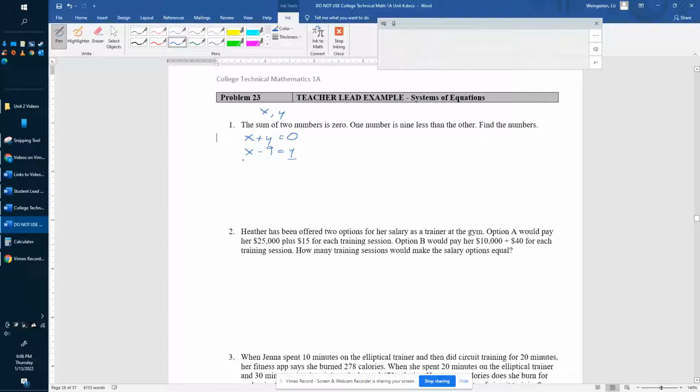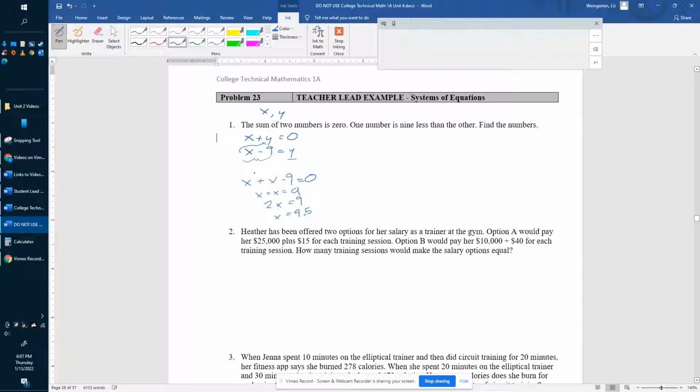So I'm going to plug this in for y in this equation. So we have x plus x minus 9 equals 0. X plus x equals 9, because we added 9 to both sides. So 2x equals 9. 9 divided by 2, x equals 4.5.